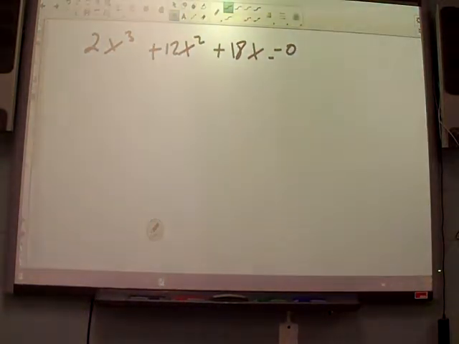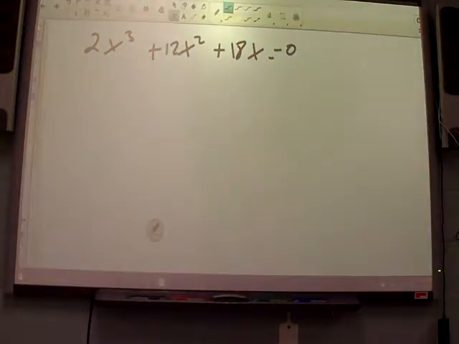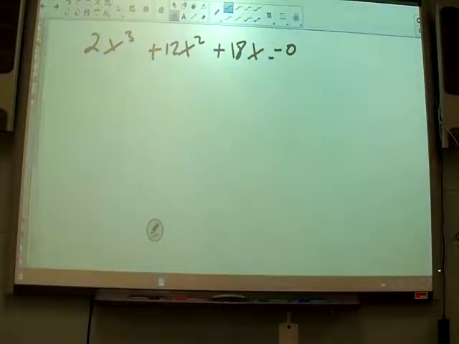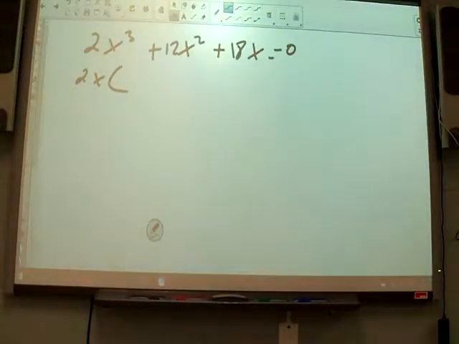Hunter, you're about to lose it. Look at it, figure out what Grant said. The GCF is a 2x. Everybody agree? 2 will go evenly into all 3 of those even numbers, and they all have at least an x to the first. So all we're going to do is divide that whole thing by 2x. It's just like reducing it.